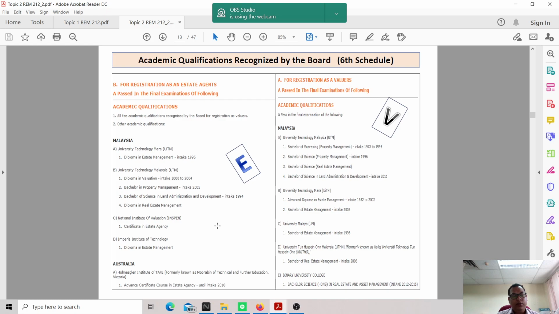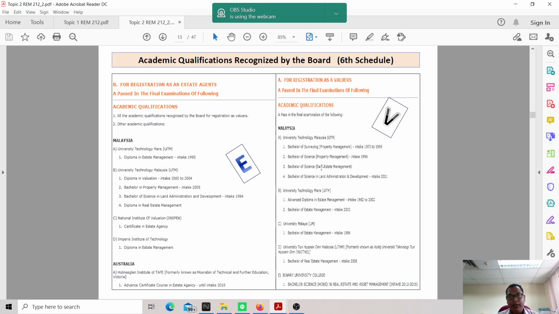Besides that, if you have a certificate in estate agency from INSPEN, the National Institute of Valuation, then also you can straight away go towards probationary estate agent. Imperial Institute of Technology, a private college, their diploma in estate management program is also recognized by the board. For valuer, of course, you must have at least a bachelor degree, then you can become a probationary valuer and afterwards a registered valuer.